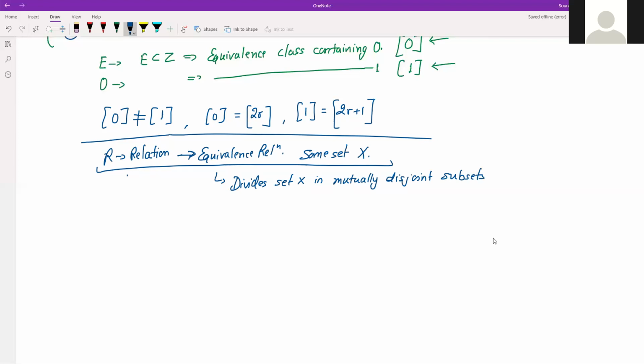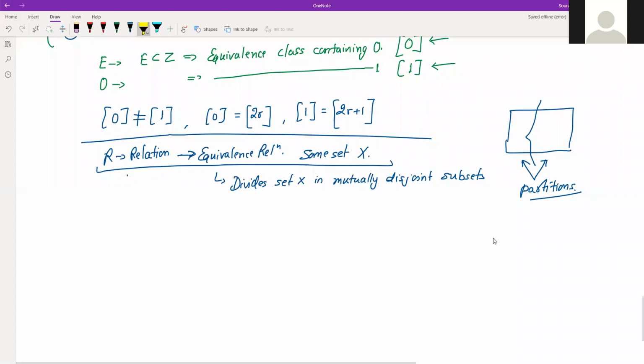As you can see here, the two subsets are one subset of even numbers and another subset of odd numbers. So when you divide a set into two disjoint subsets, we say that we have got two partitions. For a partition, a division has to happen and there should not be anything common. It should be a mutually disjoint subset.